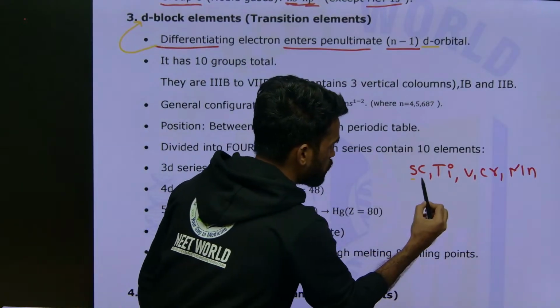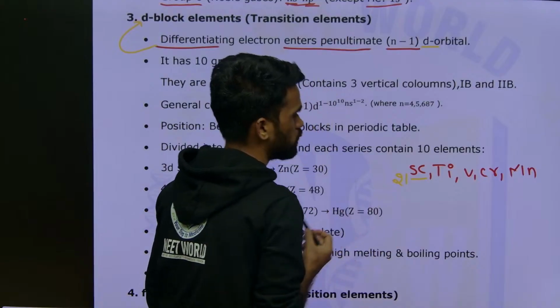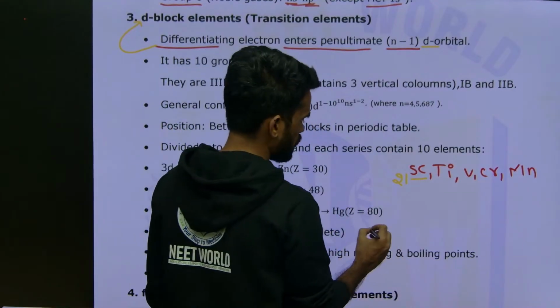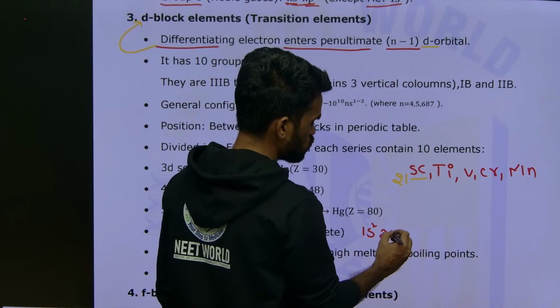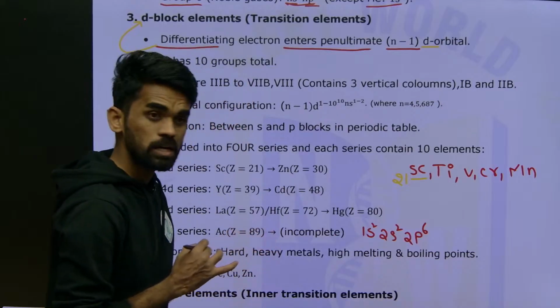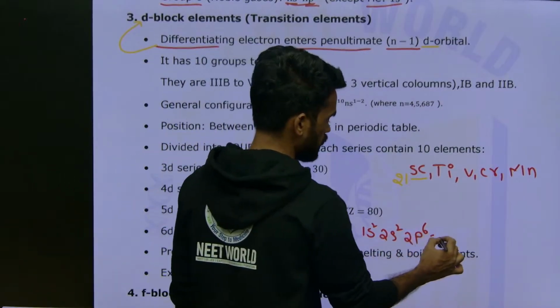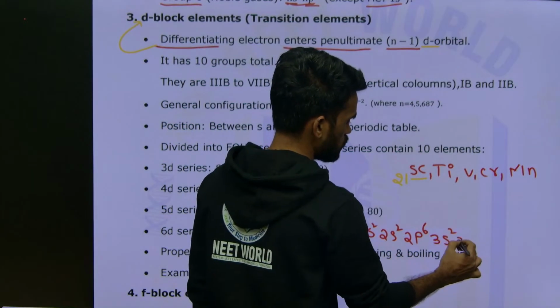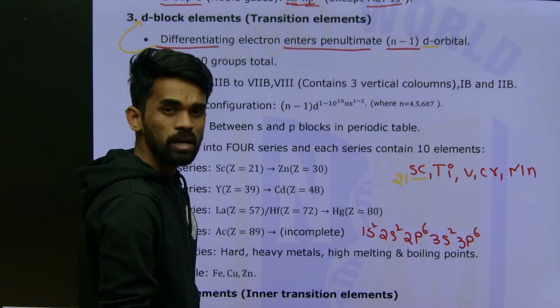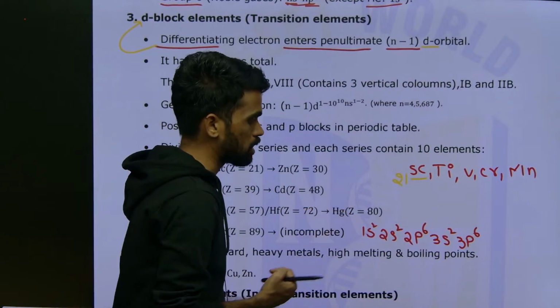Scandium atomic number is 21. Generally how do we write the electronic configuration: 1s2, 2s2, 2p6. How many electrons are over? 10 are over. After this 3s2, 3p6. So how many are over? 18 electrons are over. Now 21 means 3 more electrons are to be filled.